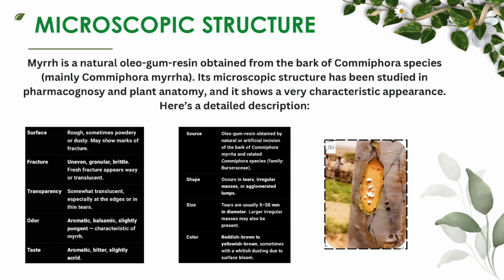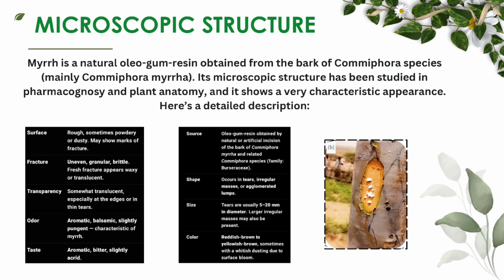Microscopic structure: Myrrh is a natural oleo-gum resin obtained from the bark of a Commiphora species. Its microscopic structure has been studied in pharmacognosy and plant anatomy, and it shows a very characteristic appearance, here in a detailed description.